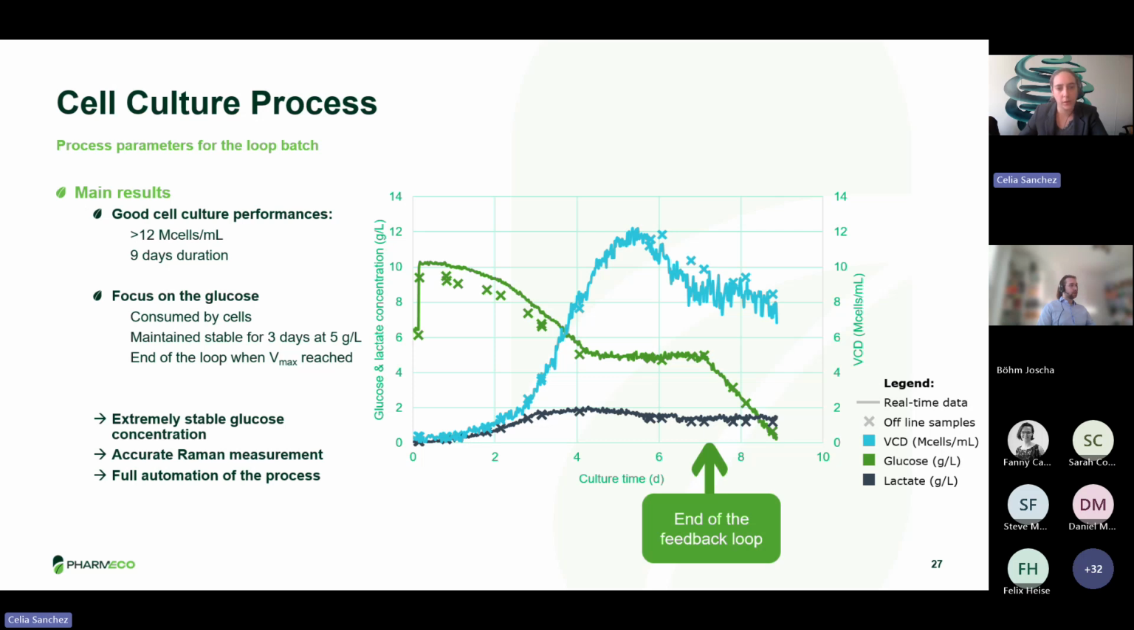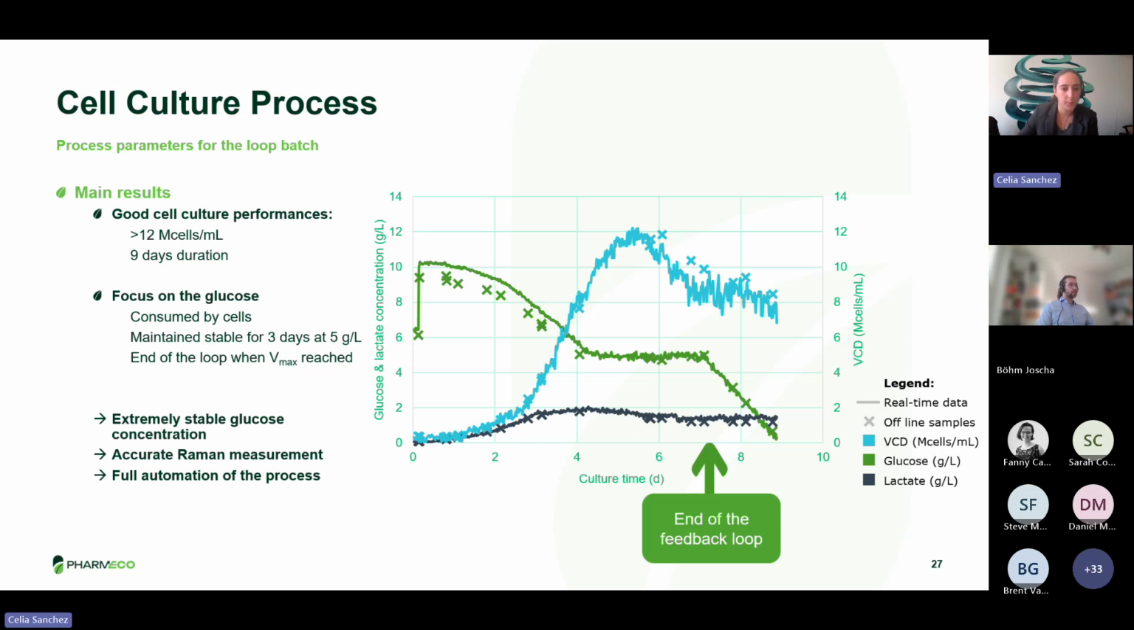And we can see that in all the cases we had really good monitoring using the Raman. But if we focus on the glucose concentration, we see that we were capable to have a really stable concentration with the use of the feedback control loop. At some point, we had to end the feedback control loop, and we see that the cells still continued to consume the glucose. So this very steady state of glucose concentration is really linked to the feedback control loop, and we were capable to have something really stable and accurate.